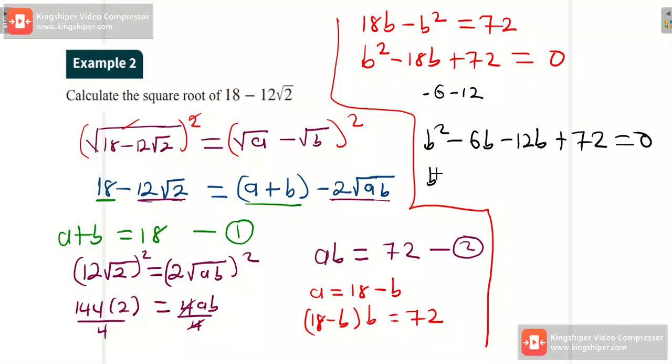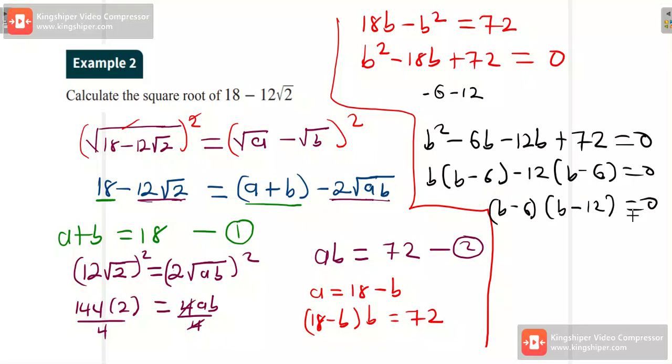Then we factorize the b out to get b minus 6. Then also we factorize the negative 12 out here, and we will still get b minus 6 equal to 0. When we get to this point, factorize the b minus 6 out, and we are going to get b minus 12 equal to 0. So what is happening? It means that our b minus 6 is equal to 0, and that is b is equal to 6, and also our b minus 12 is equal to 0, and our b is equal to 12.